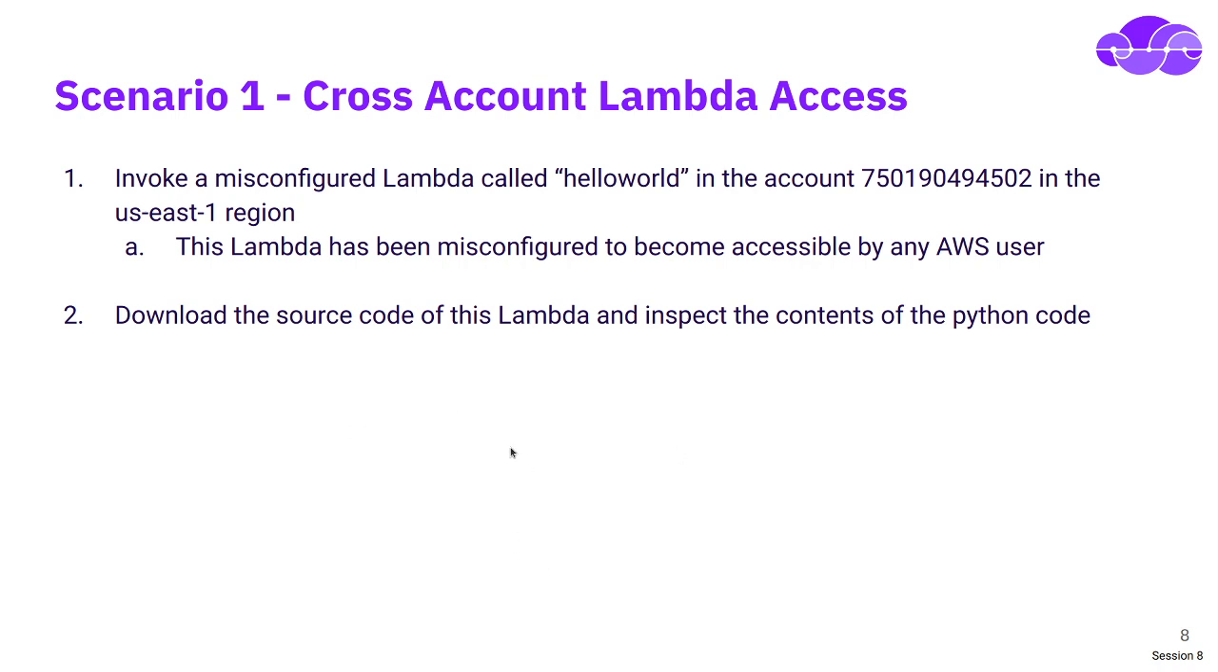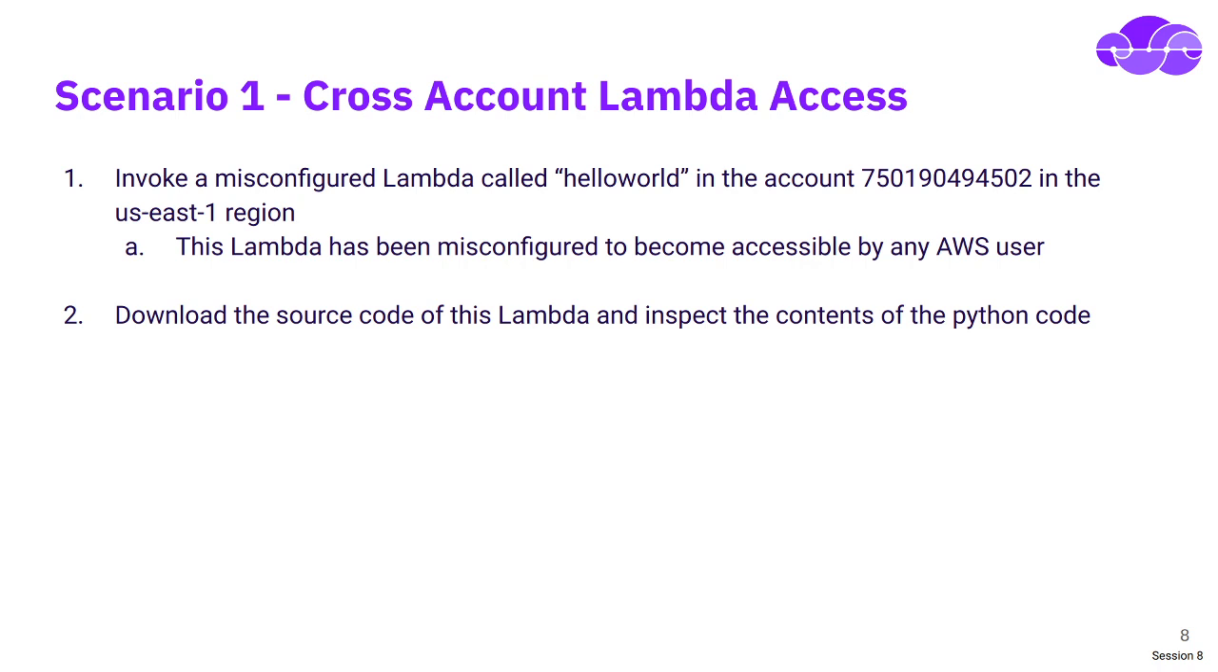So let's try and do that. Second question is to download the source code of this Lambda and inspect the contents of the Python code, if you have the ability to get function, right? If the permission has been assigned to your user. And simply because we don't know all the ARNs of all the Lambdas out there, right? Could be in millions and billions by now. Because we don't know, we can't inspect every single Lambda out there.